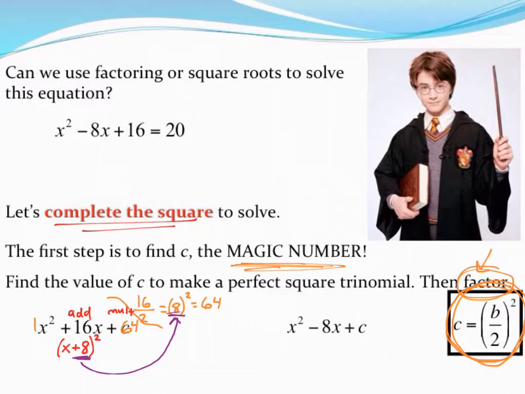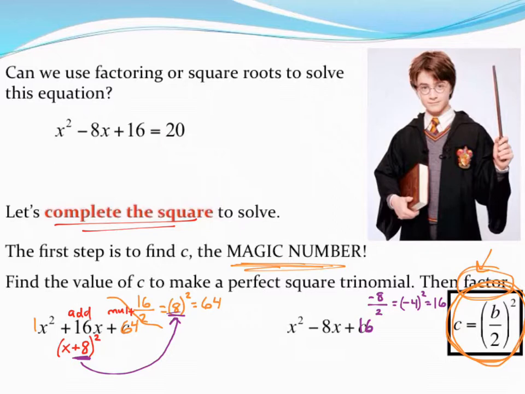Again, I want to find that magic number, or the value of c, that makes a perfect square trinomial. My formula says to take the b value, which is negative 8, and divide that by 2. That gets me negative 4, and then you square that, and always square in parentheses. I said it was especially important when you have a negative value right there. Negative 4 times negative 4 is going to be a positive 16.